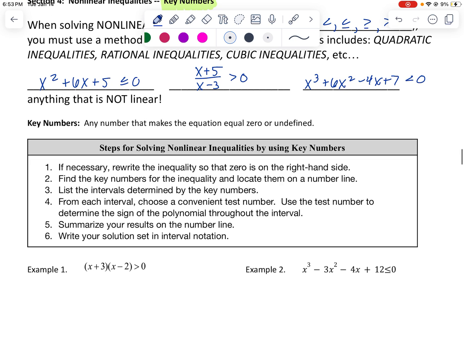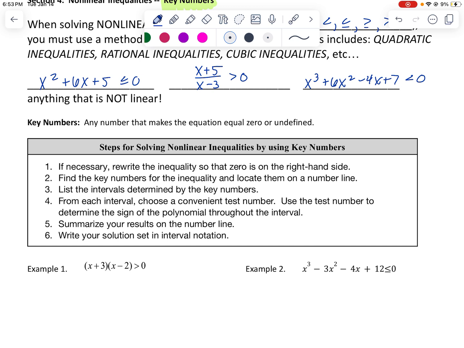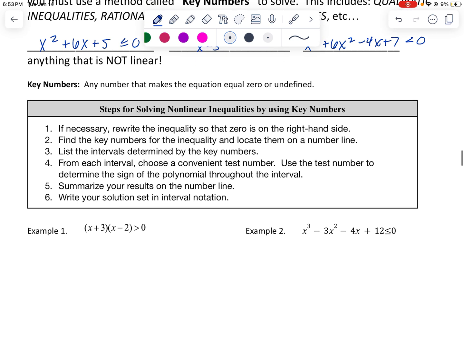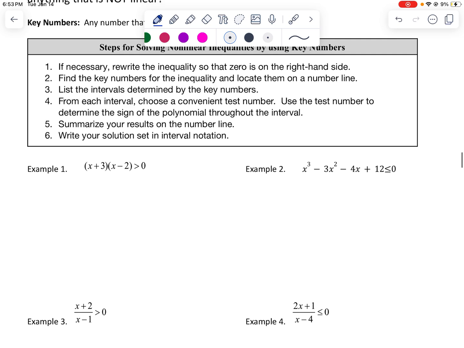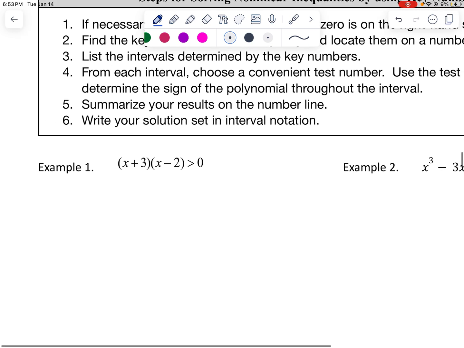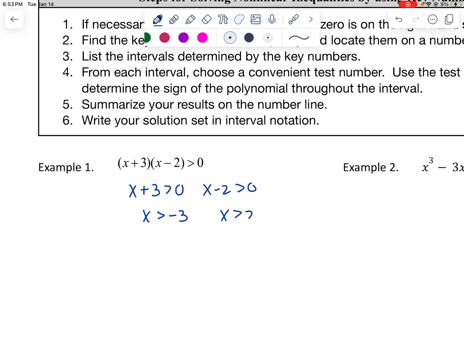Any number that makes the equation equal to 0 or undefined, that is our key numbers. So, the steps for solving nonlinear inequalities using the key numbers. I guess I could show you why it wouldn't work if I were to split this up into two things. Here's my number line, -3 and 2, where both of them are going this way.